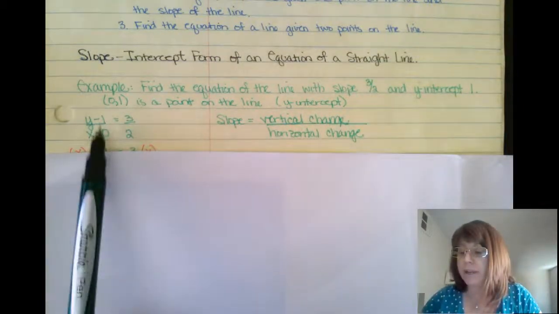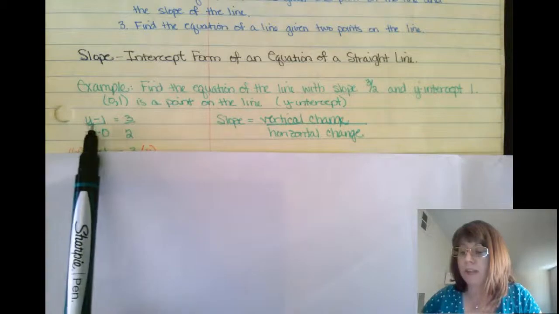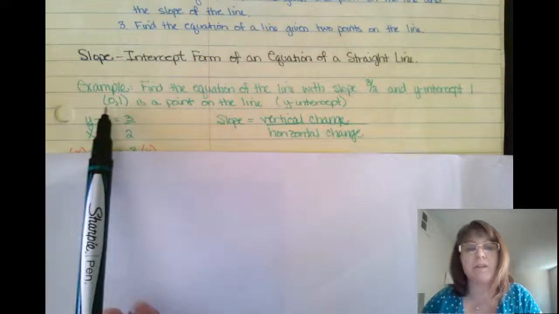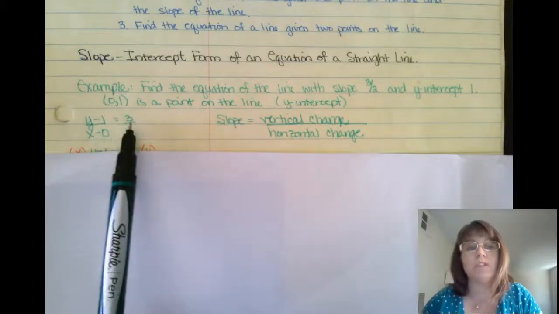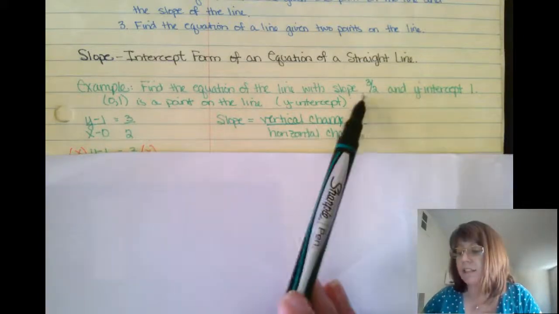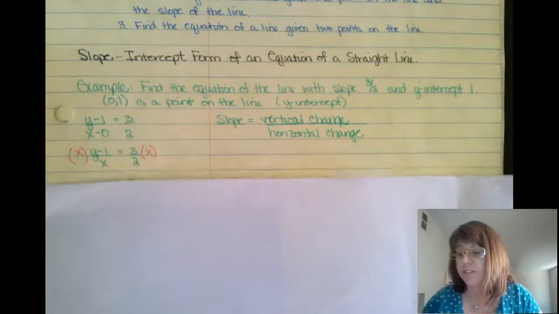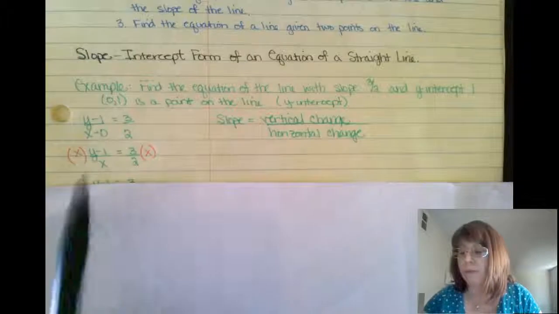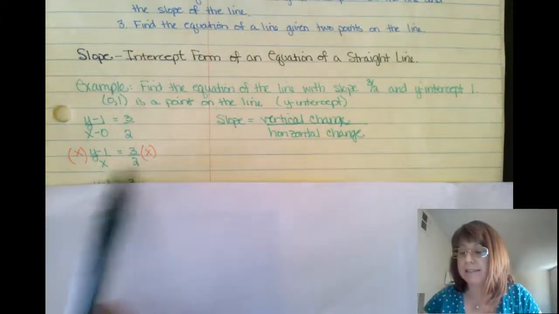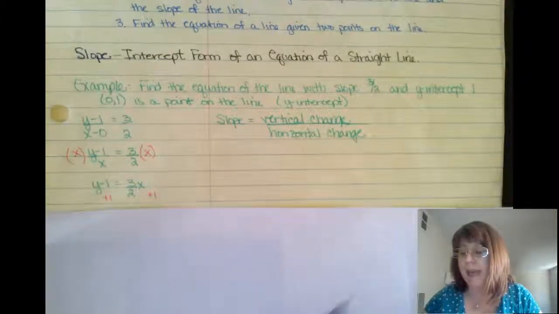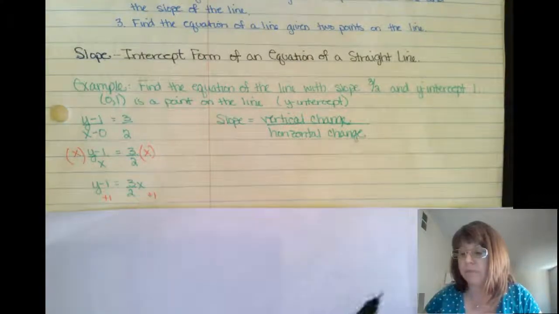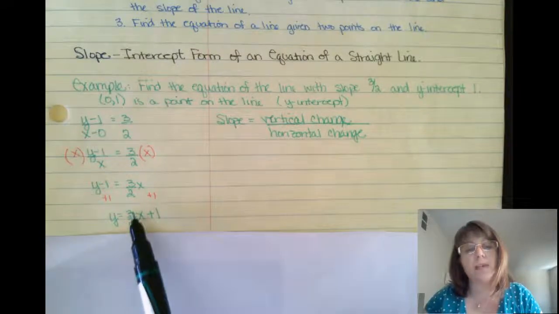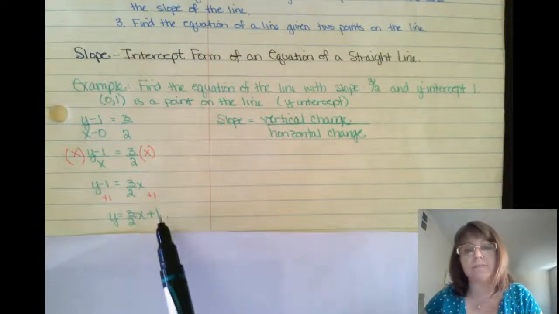If we use our equation, y minus 1, that's our point, over x minus 0, that's our other point, equals 3/2, because we know that's the slope. If we solve that problem for y, first we're going to multiply each side by x, then we're going to add 1 to each side. Our equation will be y equals 3/2 x plus 1.